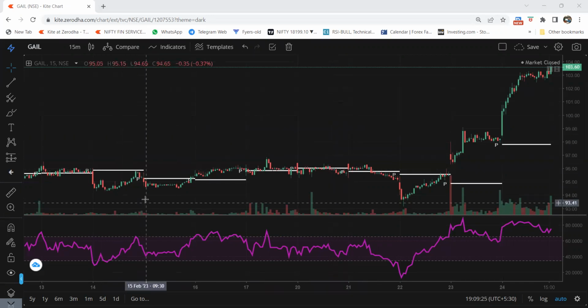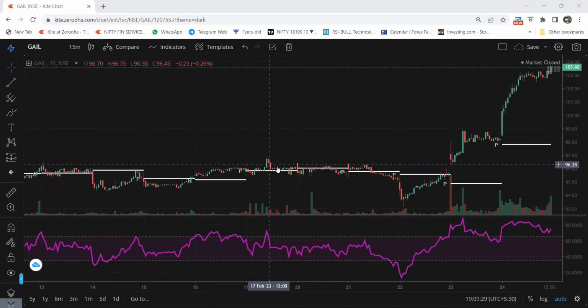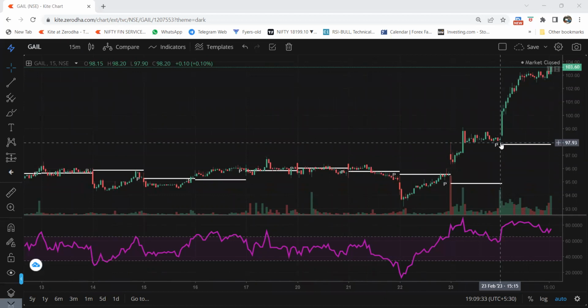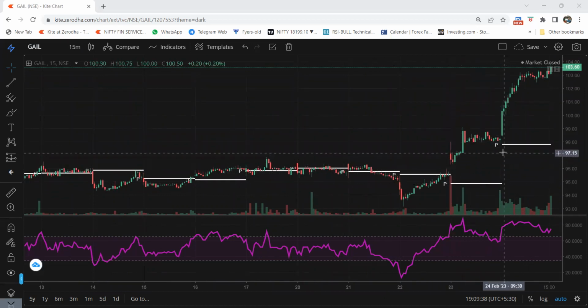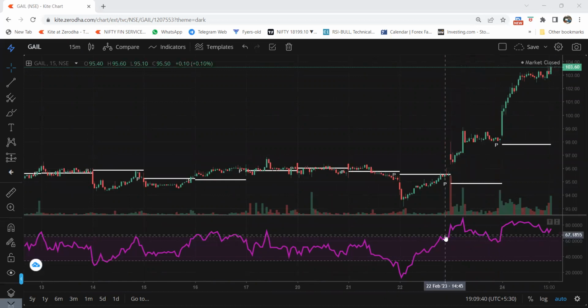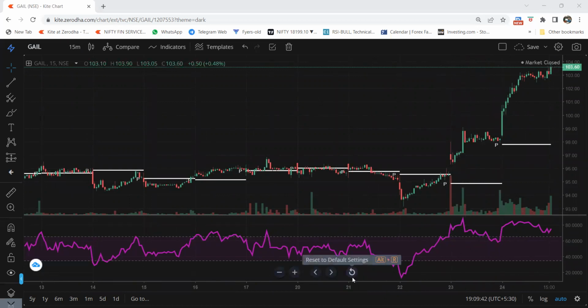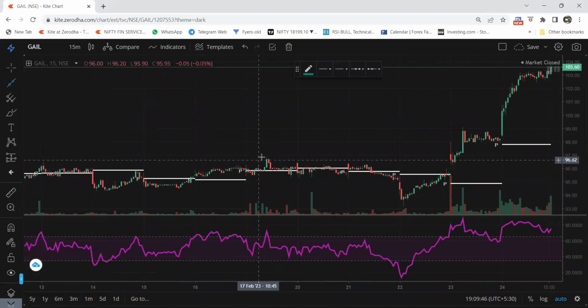As initial settings, all I have is a simple candlestick on the 15-minute chart, and pivot points just to identify where the start point of yesterday is and where the start point for today is. RSI is one more thing which I have. So to start with, I'll draw the trend line.